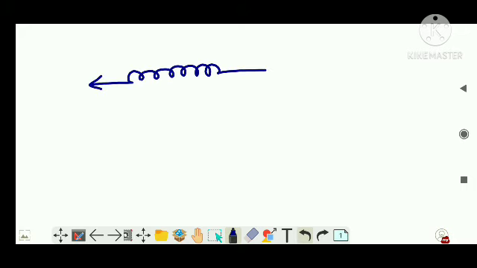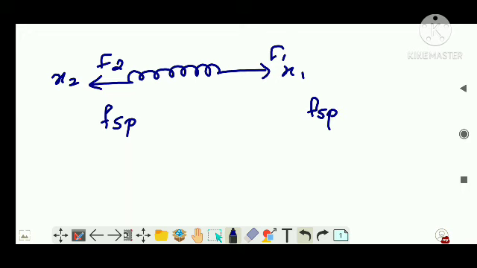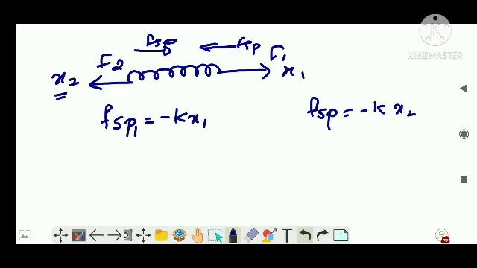So this is our spring. I exert two forces, let's say this is F1 and this is F2, so that here the displacement is x2 and here the displacement is x1, and you are asked what the spring force is. If there is F1 in this direction, there will be an FSP in this direction. If this is F2, then there will be a spring force in this direction. That's what we told just now. So you would write FSP1 is equal to minus k x1, the expansion here, and minus k x2, the expansion here.